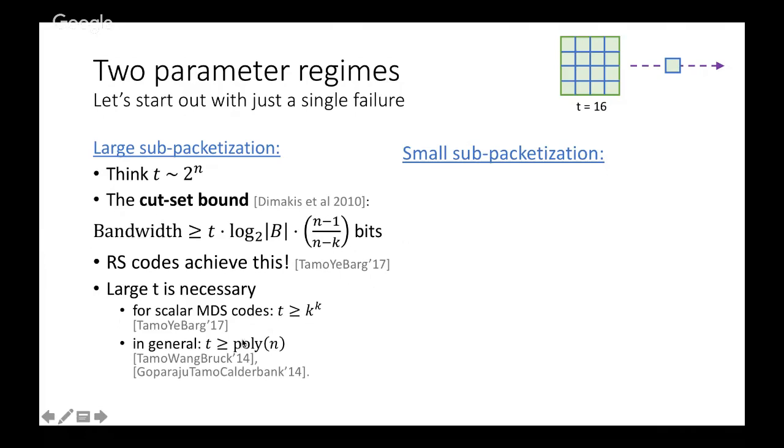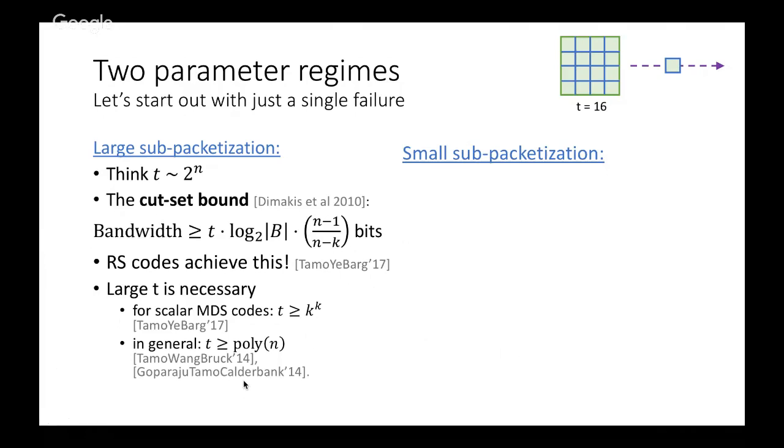And even in general, if you don't want a scalar MDS code, you do need t to be large, at least polynomial in n. And that's not very helpful. The exponent on the polynomial should be at least 2 or something. So it's solidly bigger than n.